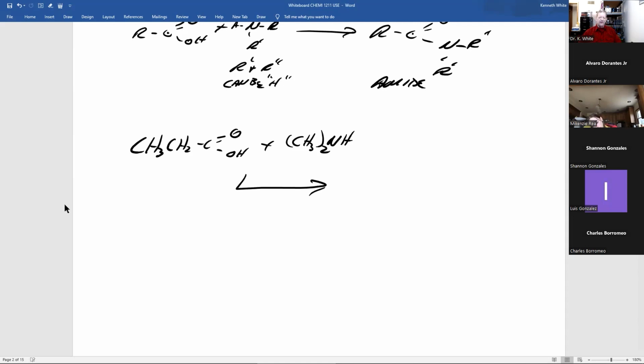Now let's look at this following reaction. And again, the question is, what's the organic product or products of the following? So let's look for what's different.